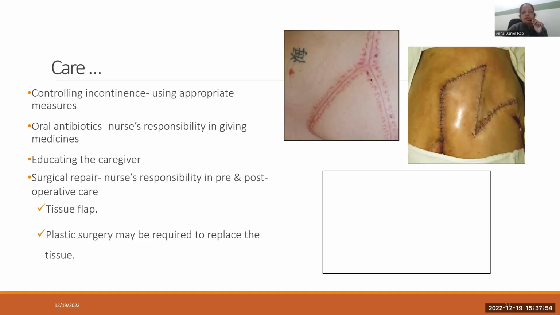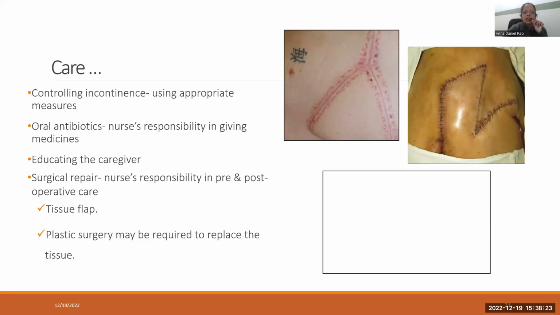When the wound becomes infected, naturally antibiotics will come into the picture, right? So our responsibility is that the patient should receive the drugs timely. And if the patient is at home, then the caretaker should be asked to do so. So education of the caregiver in that sense is also important.